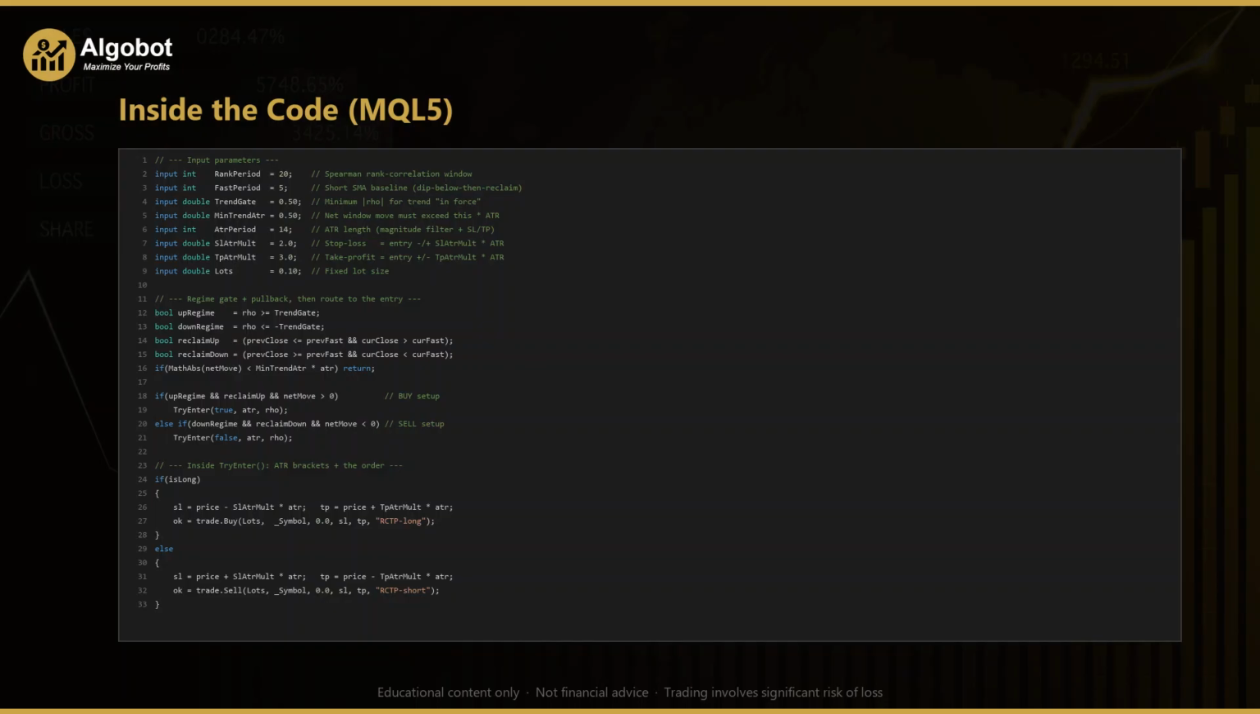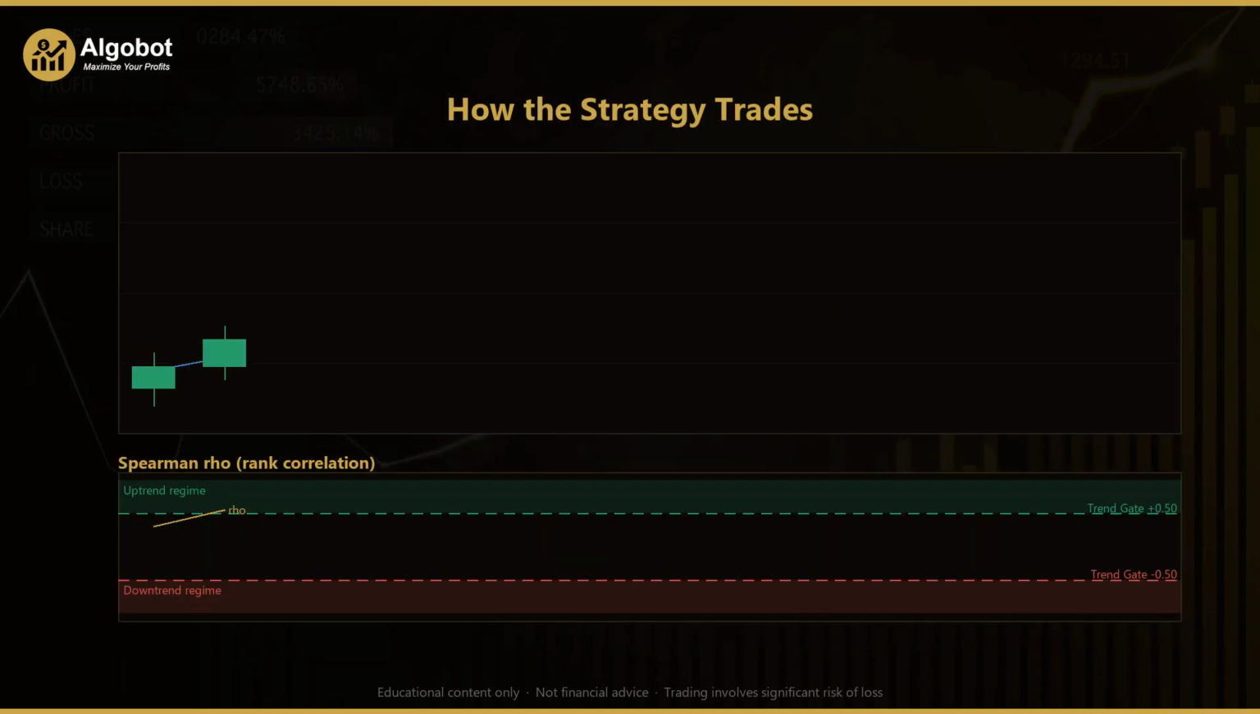Inside try-enter, for a long the stop sits below entry and the target above, and it calls trade.buy. For a short, the stop sits above and the target below, and it calls trade.sell. Both brackets are scaled by ATR. That's the whole decision, cleanly mirrored on each side. Let's watch this play out candle by candle.